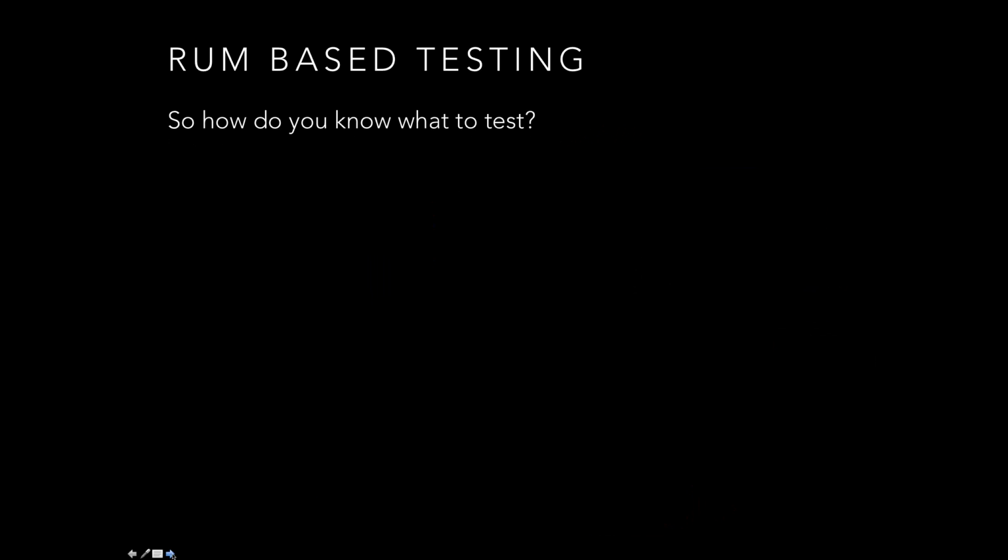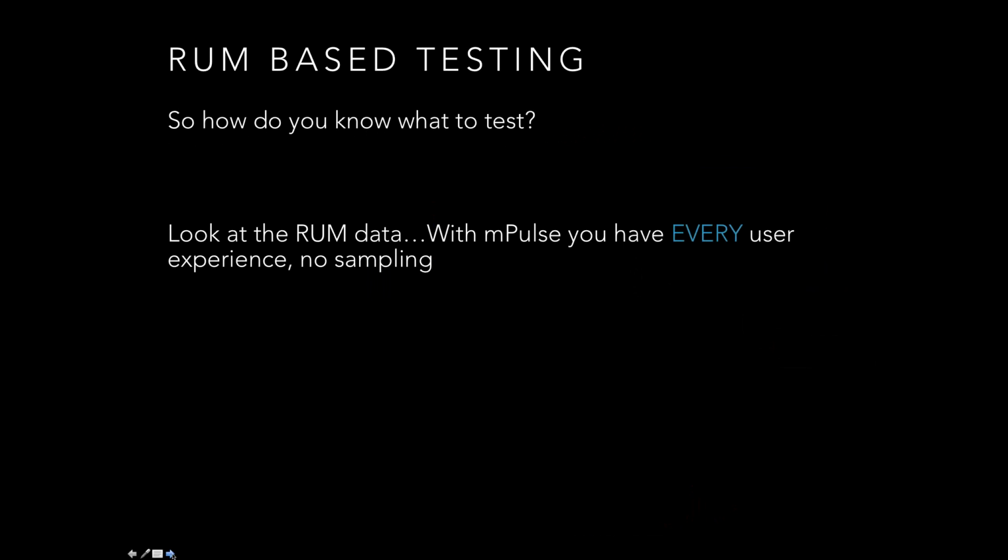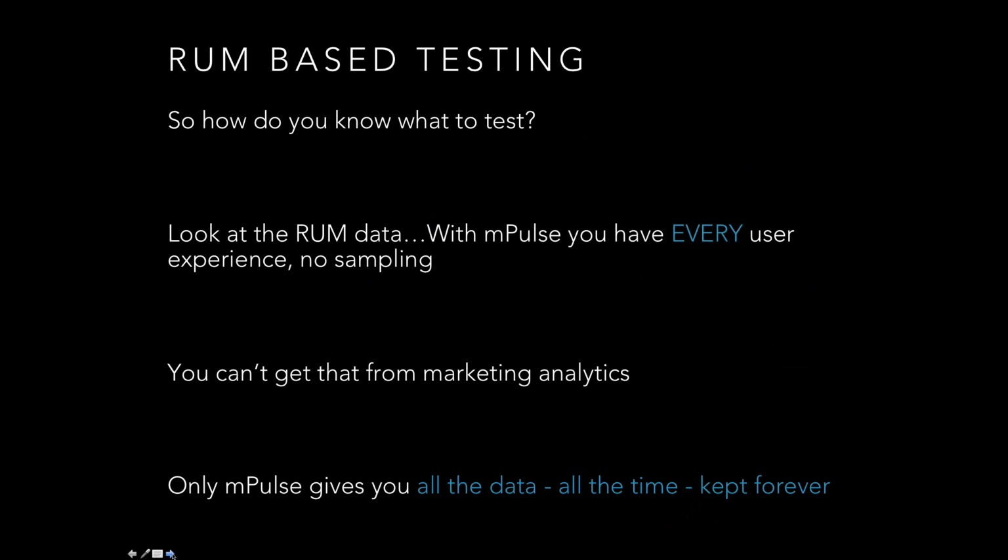So how can we be very effective about our testing? How do you know what to test? You can look at that RUM data. With Impulse, you have every single user experience. There is no sampling. And you can't get this from marketing analytics. I know that a lot of test cases do come from marketing analytics, and that's a good place to start, but it doesn't give you every user experience, and it doesn't have the data science backing it up. Only Impulse gives you all the data all the time, kept forever.